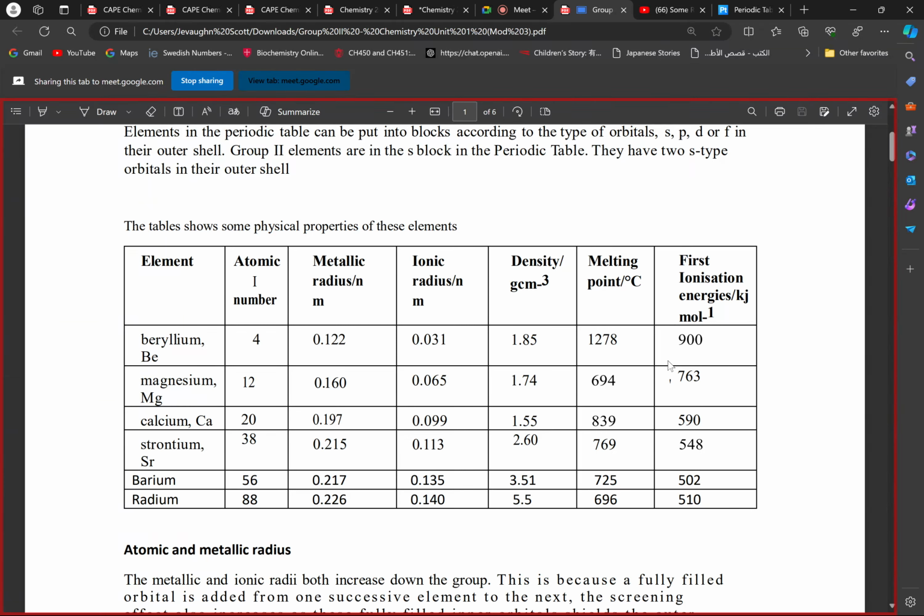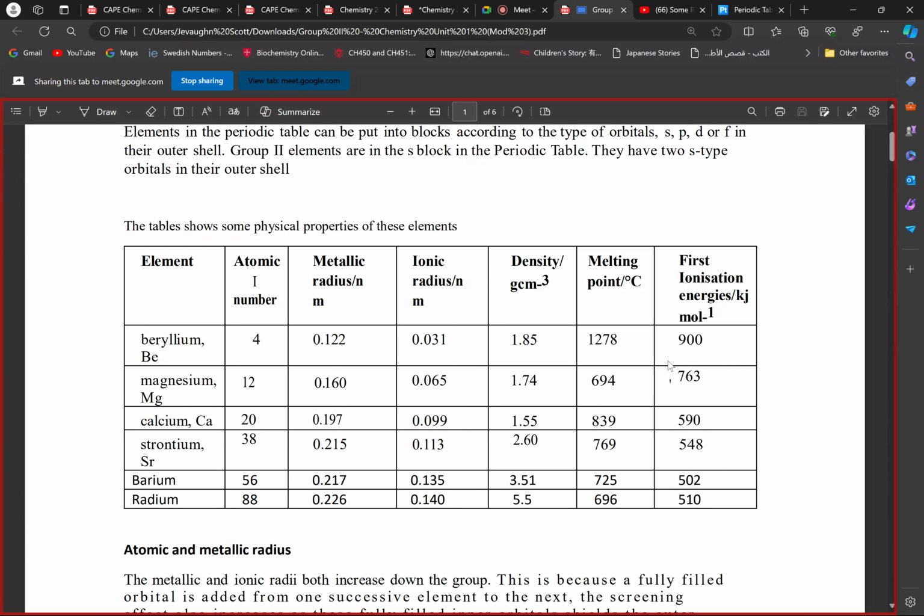We must be able to describe the reactions of these elements with oxygen, water, and dilute acids, explain the variation of the solubility of their sulfates, explain the variation in the thermal decomposition of carbonates and nitrates, and we must also discuss the use of some of these compounds, such as the compounds of magnesium and calcium. We know that magnesium oxide and calcium oxide, as well as their hydroxides and carbonates, can be used for many daily practices. So that's what we're supposed to be looking at.